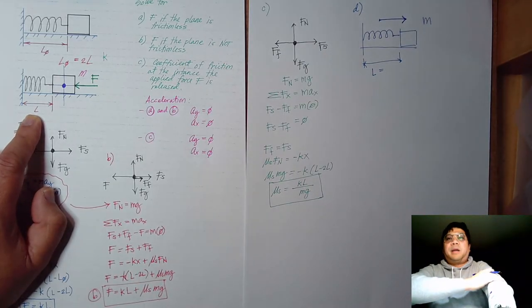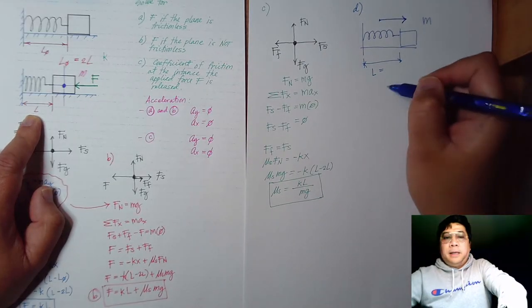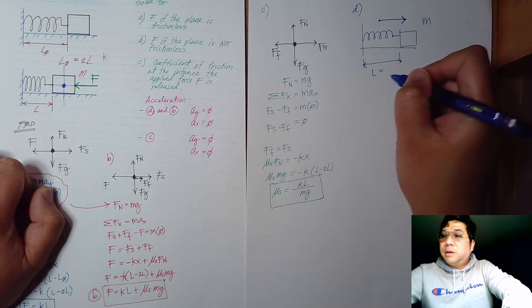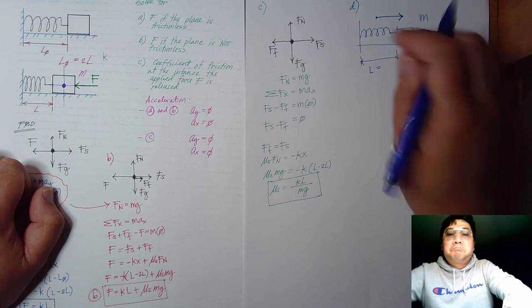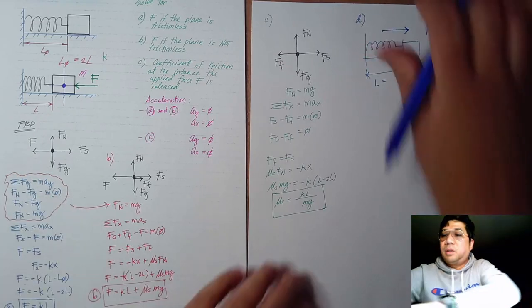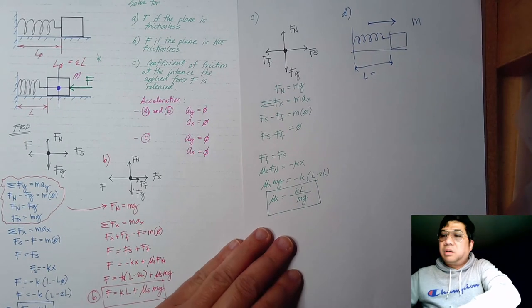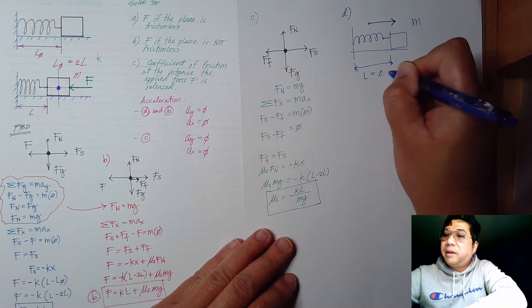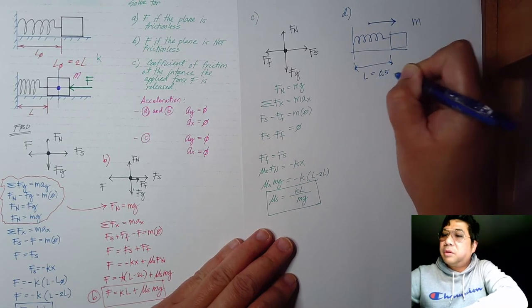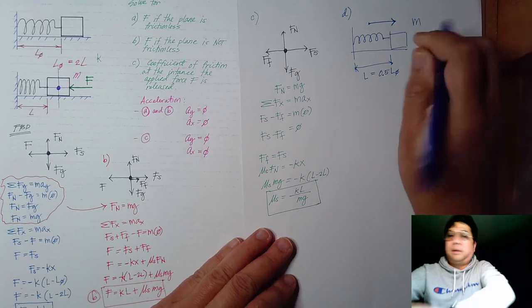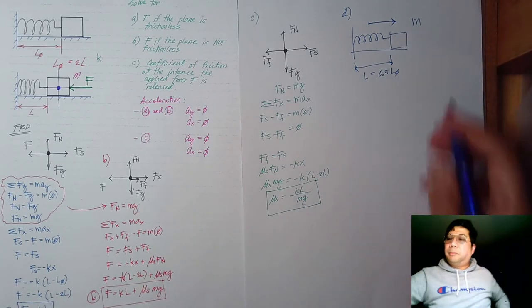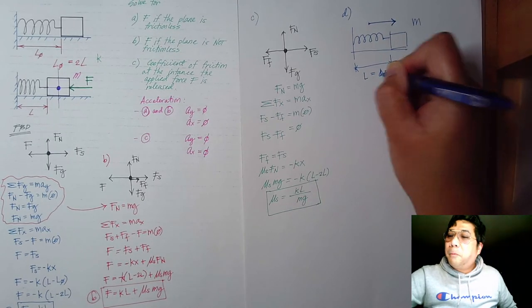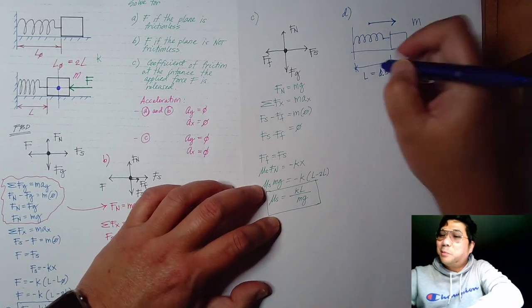It's moving to the right, and our L is, let's say, 0.5 of L sub naught. Okay. No. It's going to be 1 point. Why did I say 0.5? Okay.